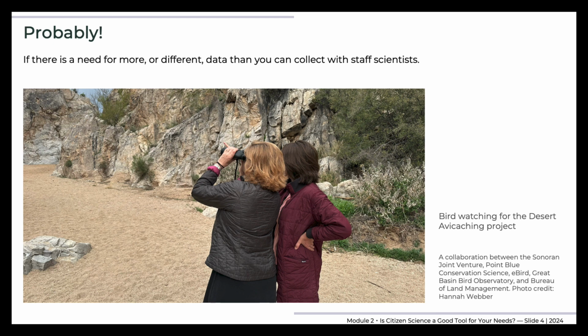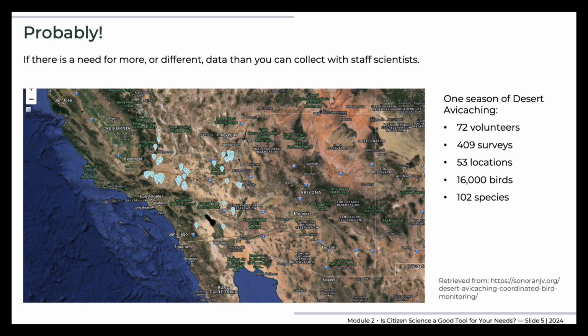Because of the large number of birders who enjoy traveling in a birding challenge, in just one season, 72 volunteers submitted 409 surveys from 53 different locations, representing more than 16,000 birds of 102 different species. The data inform management and mitigation planning regarding alternative energy development in Southern and Eastern California.